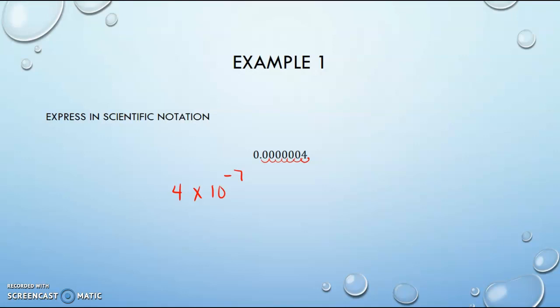In the next video, we'll talk about going from scientific notation to standard form.